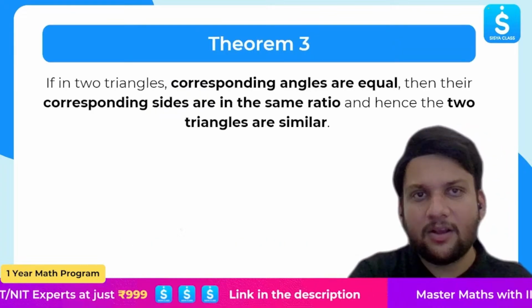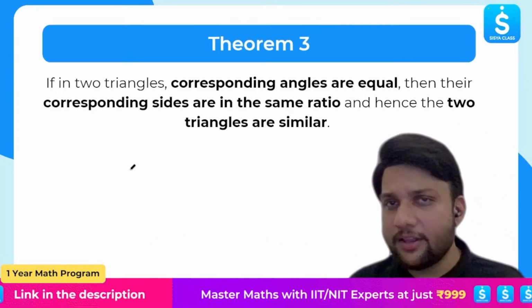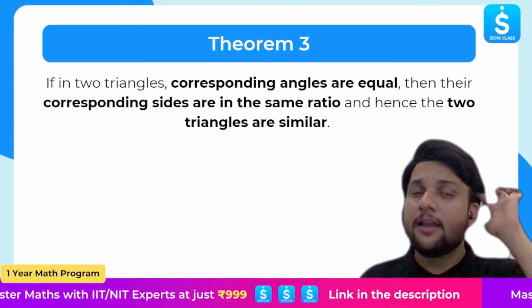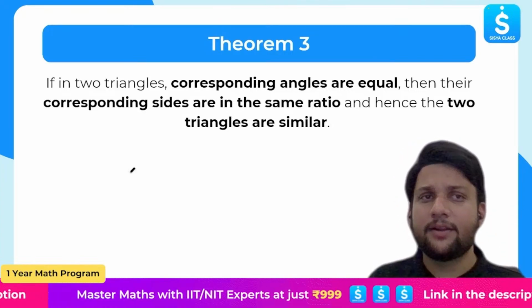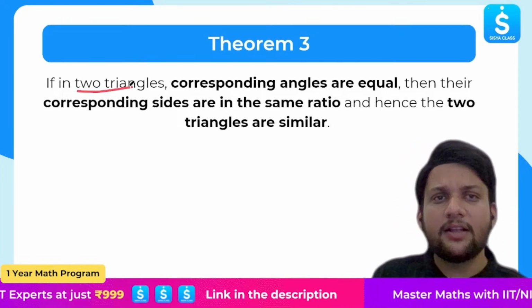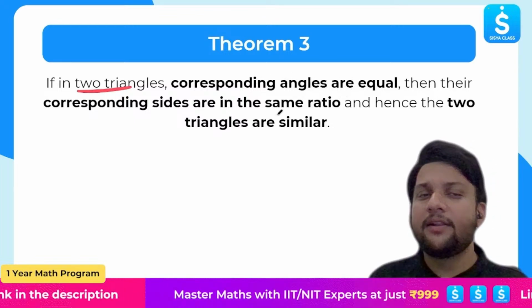Right, all right. Now, let's move to another theorem. This is the condition of similarity, but we have some theorems which will help us to prove that two triangles are similar. Now, read this. If in two triangles, corresponding angles are equal, what does it say?